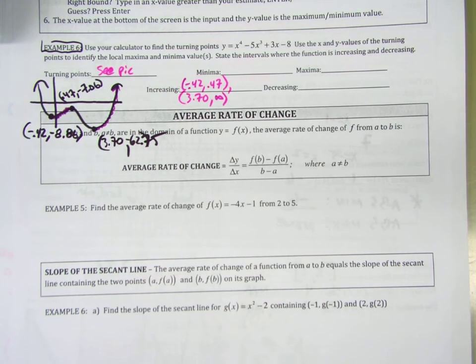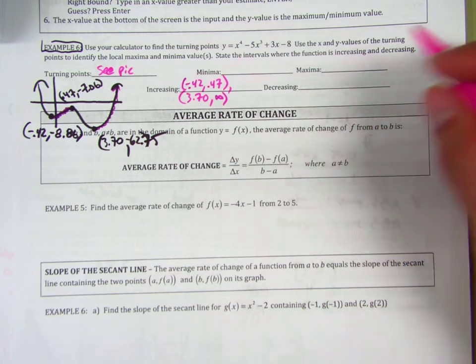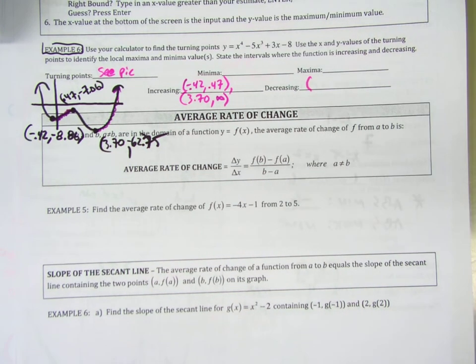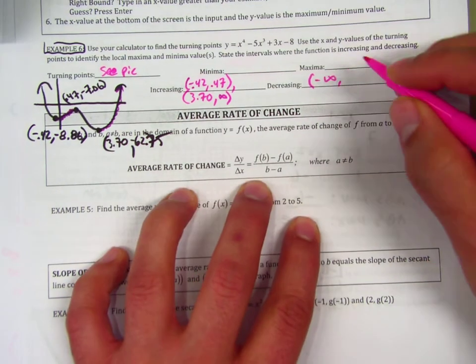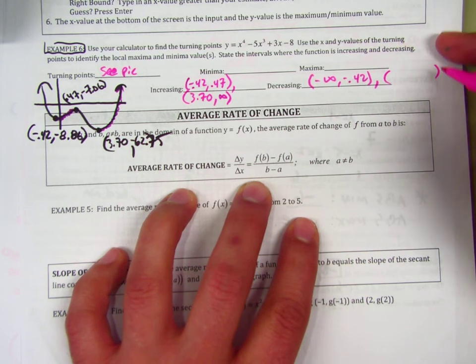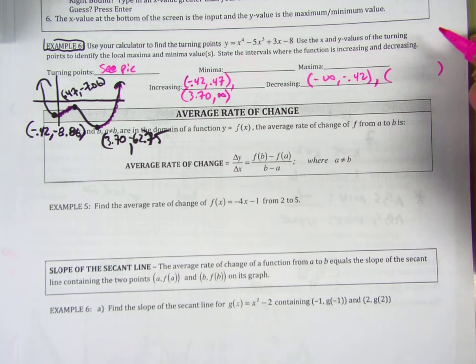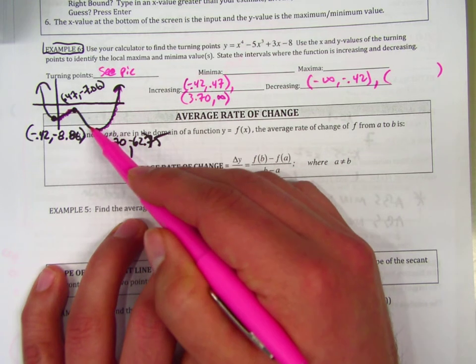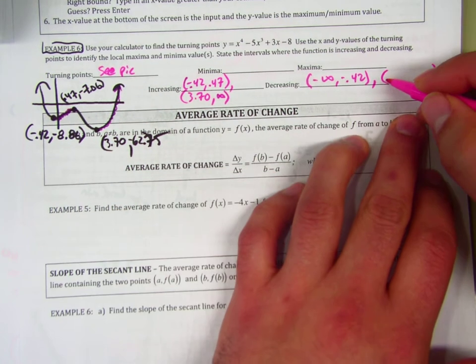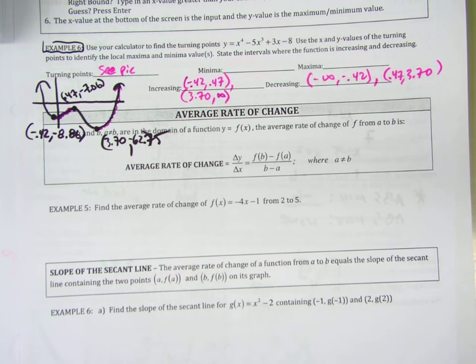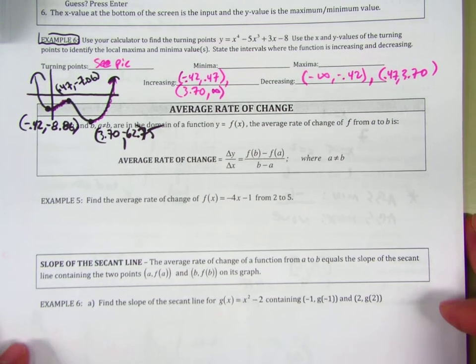What will the decreasing intervals be? Negative infinity to good. And then the second one would be, what's this x value? 0.47 to 3.70. Okay. Any questions there?